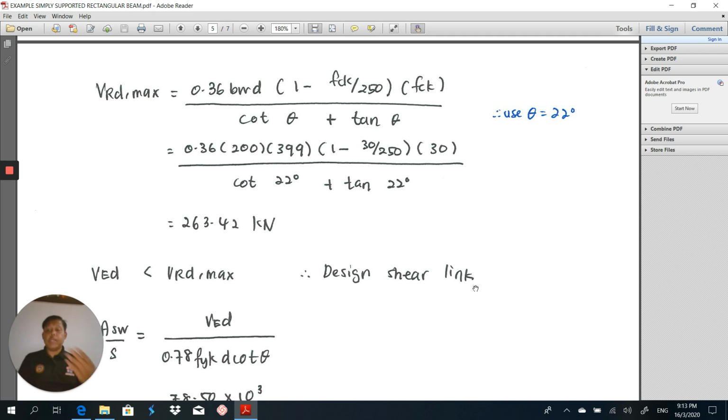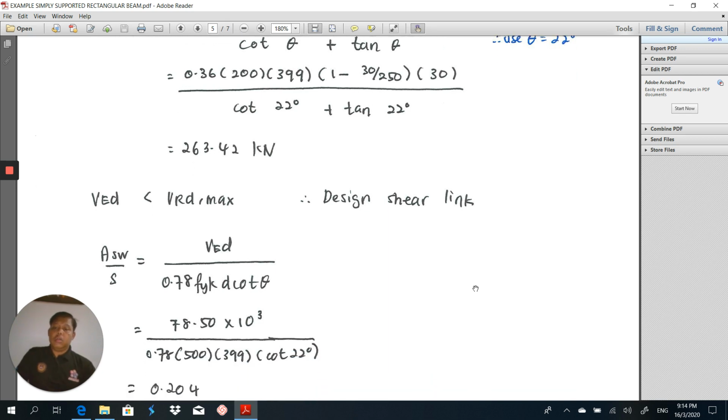Then if we get this condition, VED less than VRD max, then we can design the shear link same as this one. What happened if after we change the theta into 45 degree, VED is still more than VRD max? We have to calculate the new theta by using the formula given in the design appendix. You may refer to the design appendix given. Then if you get VED less than VRD max, then you design the shear link. If you still get more than VRD max, it means that you have to redesign the section, because it failed due to the shear.